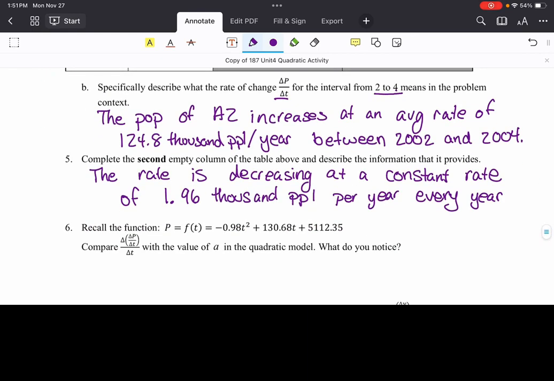So let's go now to our function. Our question is, when we look at this a value here, how does that a value relate to this negative 1.96? This is a hard one to see, but if you notice, to get from this value to that rate of the rate, this would be a multiply by 2 relationship. 0.98 times 2 would be 1.96.